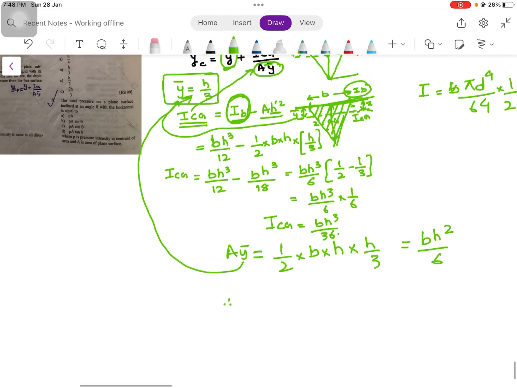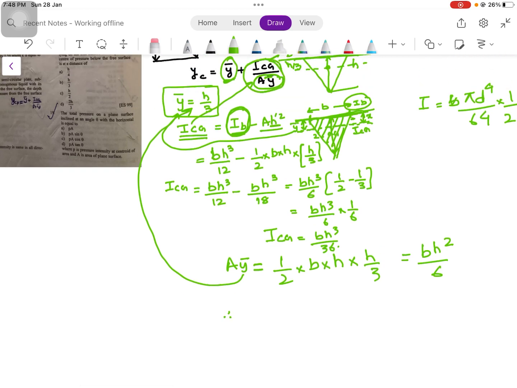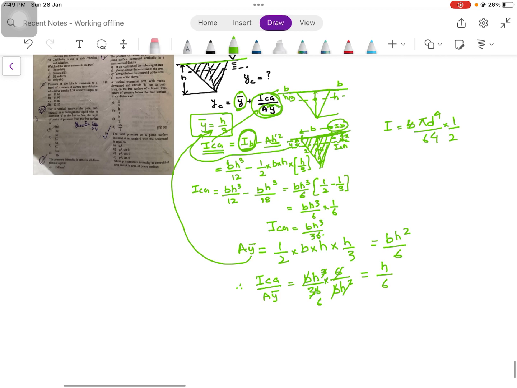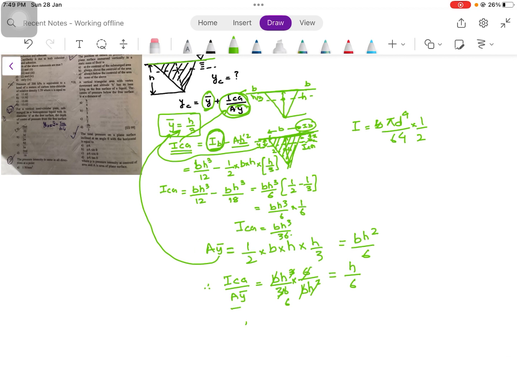All right, so if we simplify this factor, ICG upon A y bar equals bh cube upon 36 times bh squared upon 6. All right, so we can simplify ICG upon A y bar as h upon 6. All right, now we can plug in this value in the equation.